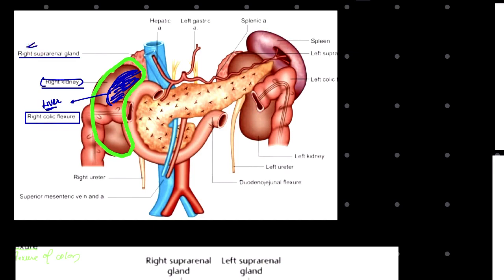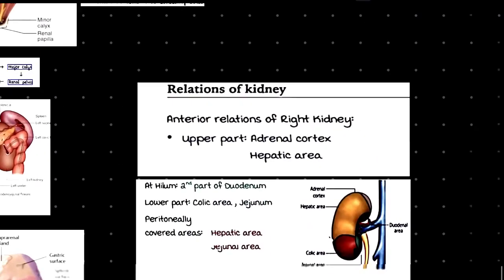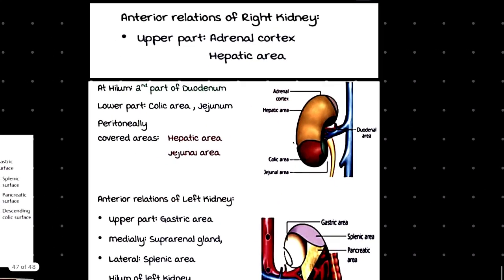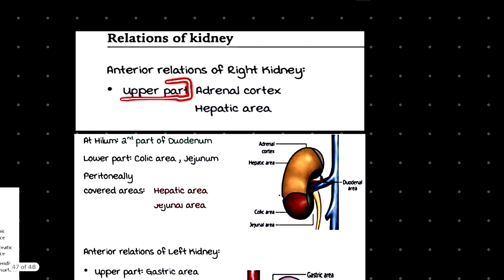Now I would like to take you toward this. The anterior relation of right kidney, the same thing we'll be revising now. The upper part consists of the adrenal cortex, the suprarenal gland, and the area of liver, which is called the hepatic area. So here you can see the adrenal cortex and the hepatic area. In the upper part these two things were there.